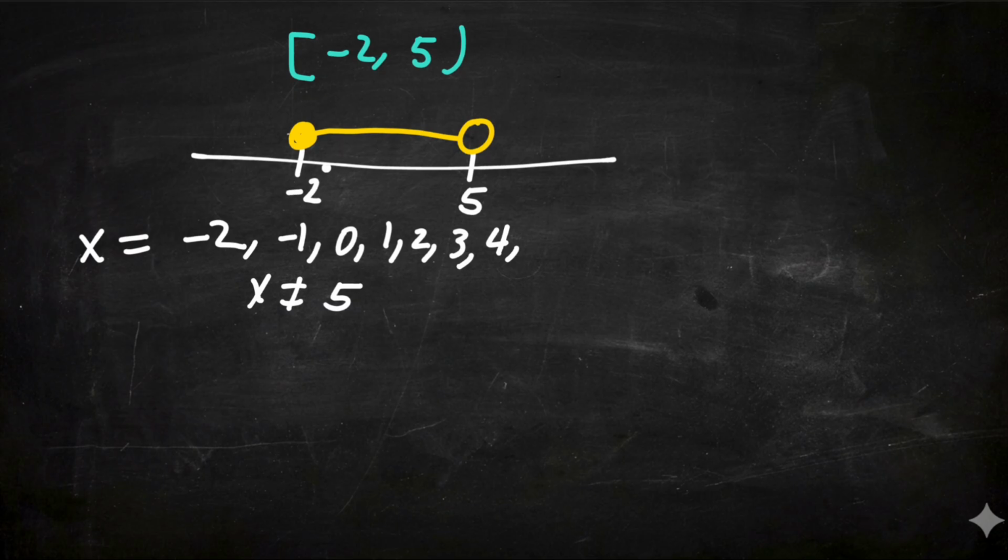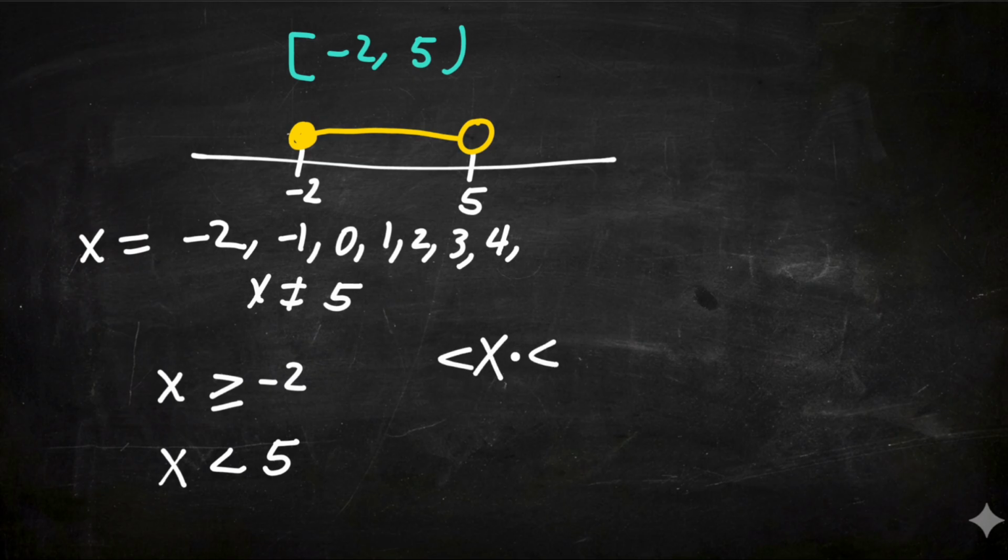So is x less than or greater than -2? X is greater than -2. But remember that -2 is also included, so x is actually greater than or equal to -2. What about for 5? Is x less than 5 or greater than 5? X is less than 5. Now we're going to go ahead and combine these two. We write x and we put two inequalities on the side.